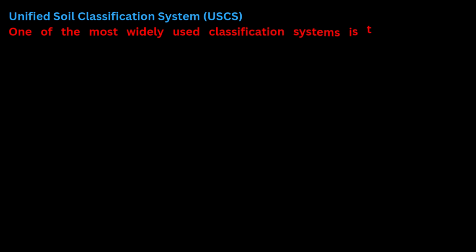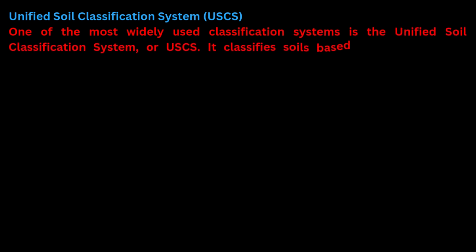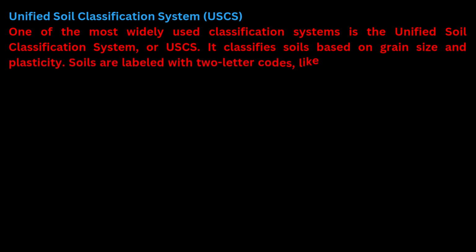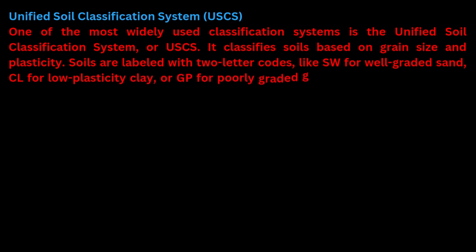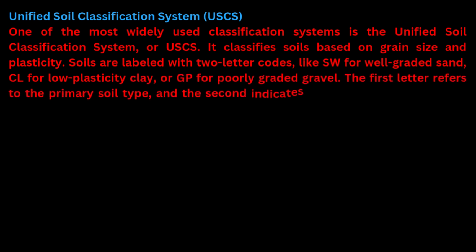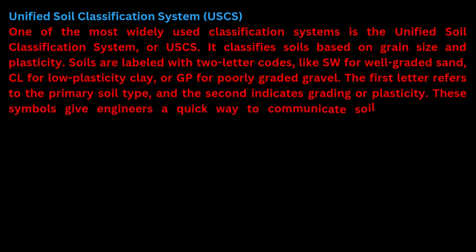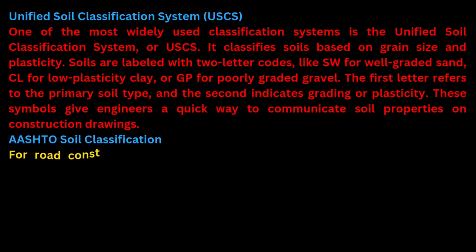Unified Soil Classification System, USCS. One of the most widely used classification systems is the Unified Soil Classification System, or USCS. It classifies soils based on grain size and plasticity. Soils are labeled with two-letter codes, like SW for well-graded sand, CL for low-plasticity clay, or GP for poorly graded gravel. The first letter refers to the primary soil type, and the second indicates grading or plasticity. These symbols give engineers a quick way to communicate soil properties on construction drawings.